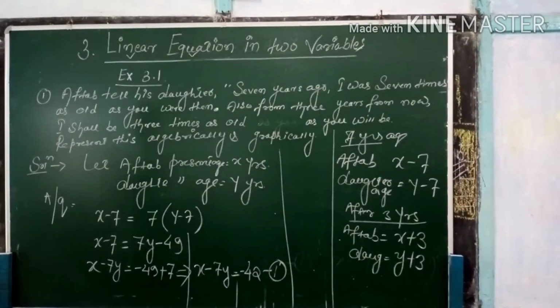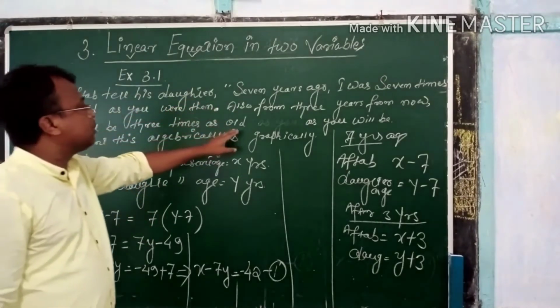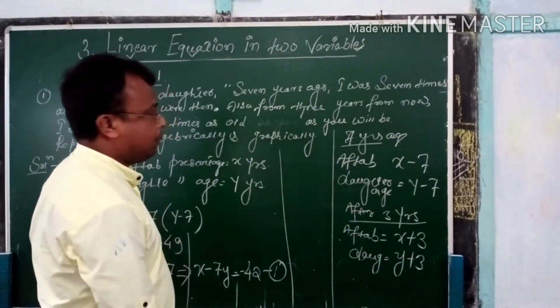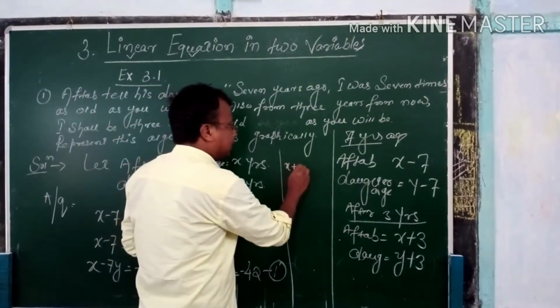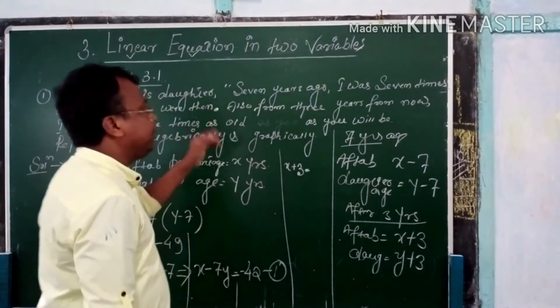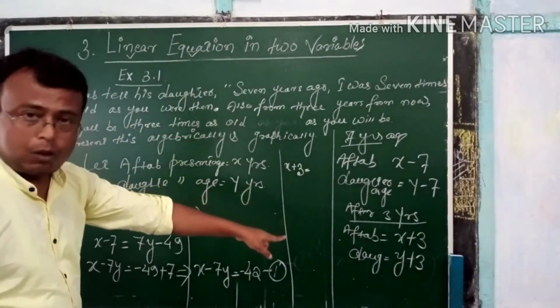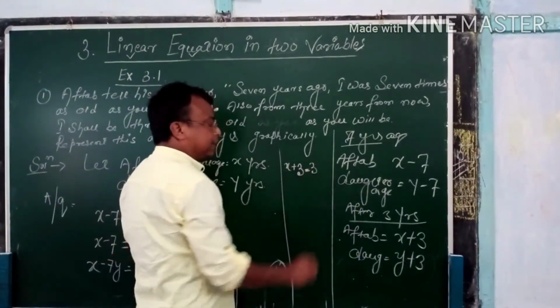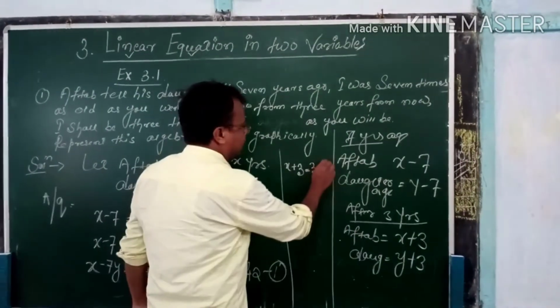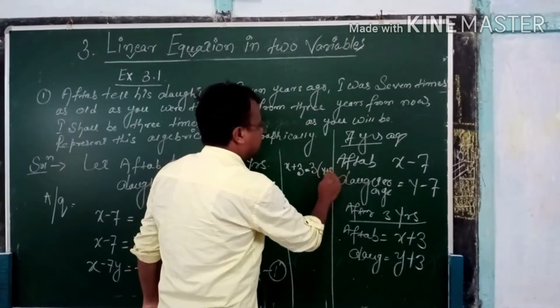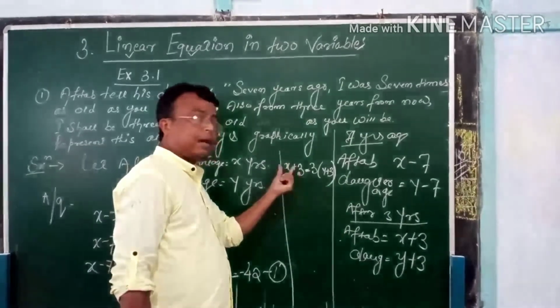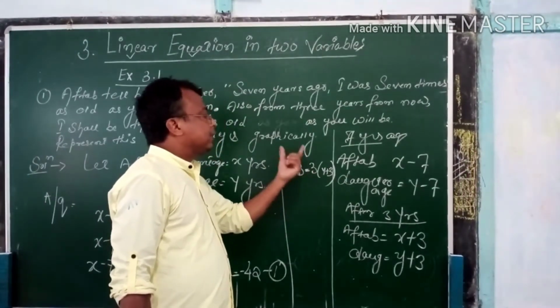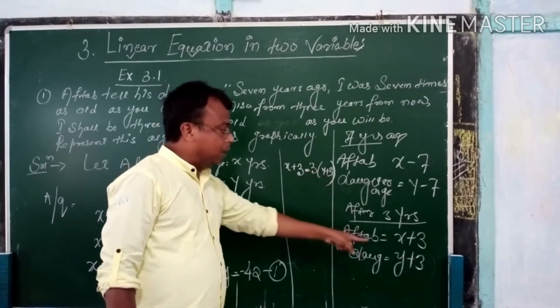Now what does the question say? Also, from 3 years from now, I shall be 3 times as old as you will be. Means after 3 years, what will be the father's age? X plus 3. The father will be 3 times as old as the daughter. Means 3 times the daughter's age after 3 years, 3 into y plus 3.